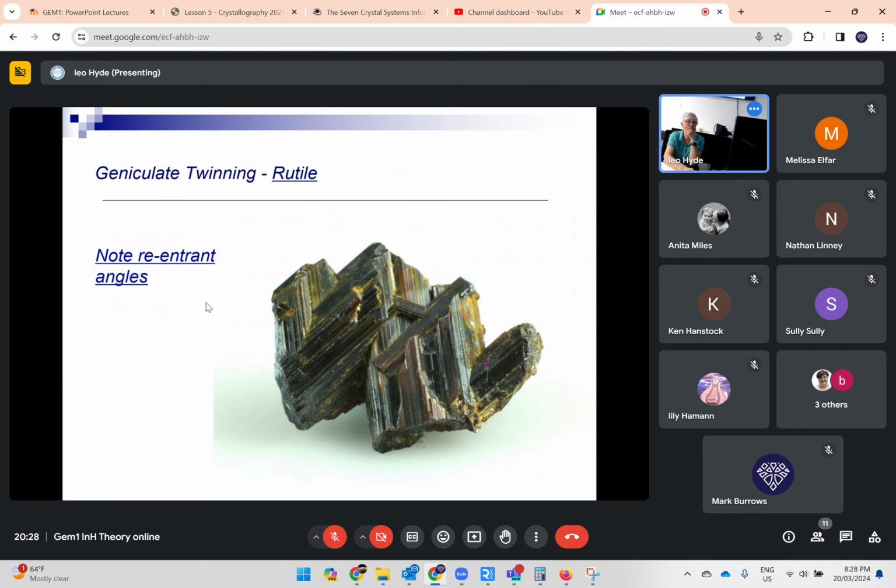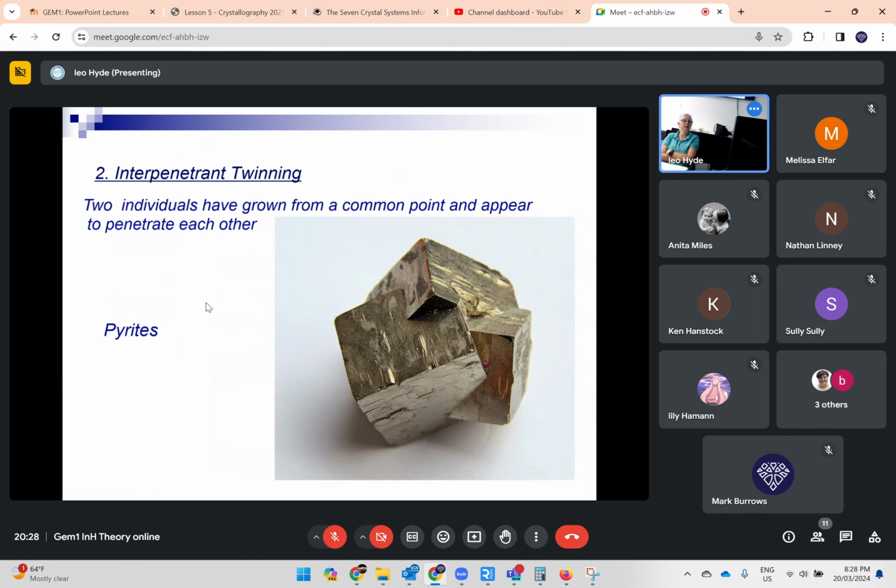Okay. Thank you. Interpenetrant, they look as if they're penetrating each other. Pyrite does that often. It's quite cute. Sometimes the interpenetrant ones are little. And I've seen people, if you're lucky, drill a little hole and make a little pendant. Although it's a bit pointy, you can make them into a little pendant. They look quite cool.